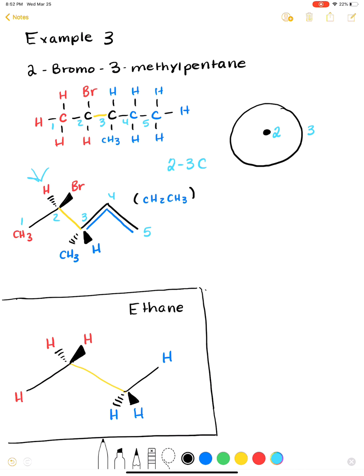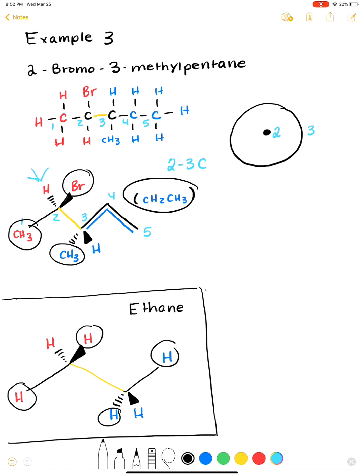Once again, we can look at ethane to get a rough structure of what our Newman projection will look like. This hydrogen was replaced with a methyl group, similar to butane. This hydrogen was replaced with a bromine. This hydrogen was replaced with a methyl group. And this hydrogen was replaced with this entire group, CH2, CH3. Other than the changing of these groups, the structure of the Newman projection will be very similar to ethane.